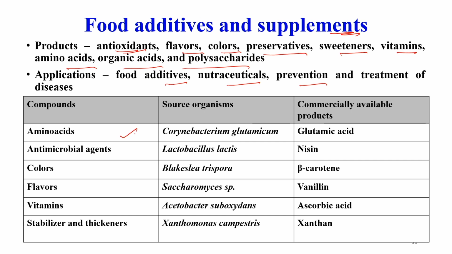For example, amino acids are produced by Corynebacterium glutamicum. The commercially available product is glutamic acid. Antimicrobial agents are produced by Lactobacillus. Color is produced by Blakeslea trispora. Flavor, Saccharomyces species. Vitamins, Acetobacter species. One example is ascorbic acid. Stabilizers and thickeners are produced by Xanthomonas species, and the commercially available product is xanthan.